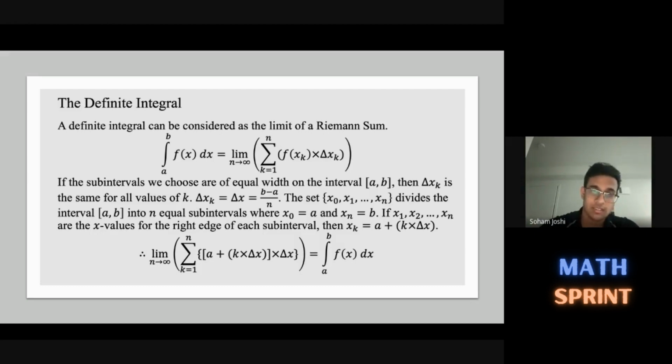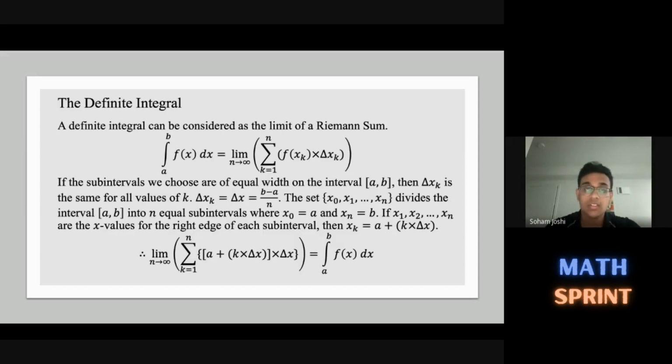Now also consider this. If the subintervals we choose for the rectangles are of equal width on the interval a comma b, then delta xk is the same for all values of k. Delta xk will be equal to delta x, which is a general term. Delta x will be equal to b minus a divided by n, because technically speaking, it'll be like a sort of average change.